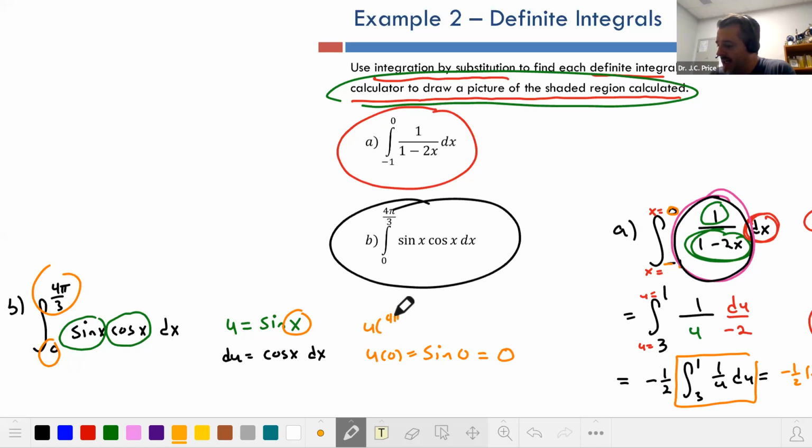But then if you ask me what the u of 4 pi over 3 is, so that's sine of 4 pi over 3. Now, that's a little bit trickier to do. So on the unit circle, I know where 4 pi over 3 is. So 4 pi over 3 is pi over 3 past pi, right? Because 3 pi over 3 is pi, and you go one more pi over 3. So you're down there in the third quadrant. But I don't memorize what sine of pi over 3 is really.